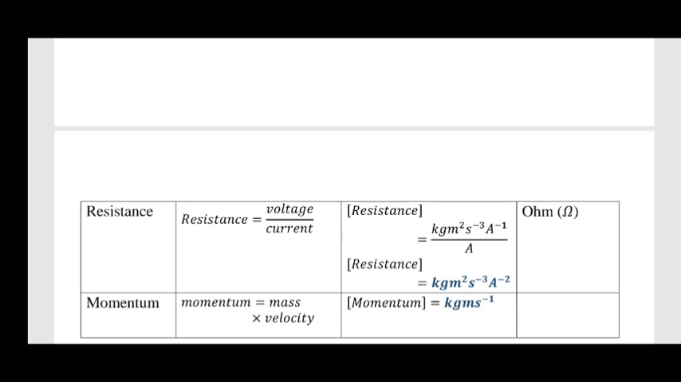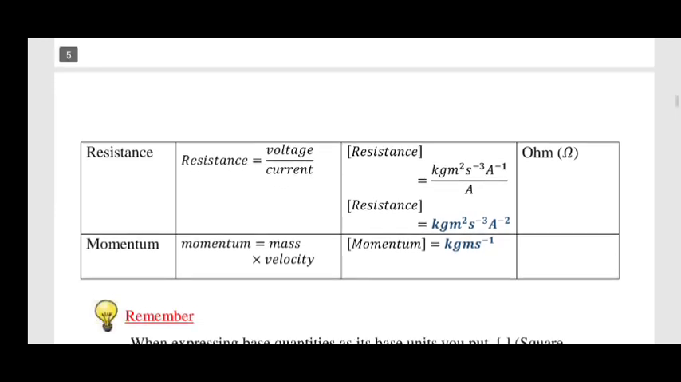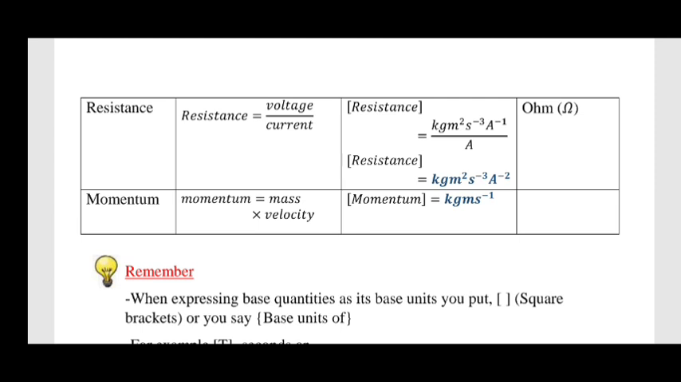For resistance, resistance is equals to voltage over current. So the units for voltage, we've derived them above, over the units for current, and the rest you just apply laws of indices to get kg m squared s to the power of -3, a to the power of -2. The special name is known as the ohm. For momentum, momentum is equals to mass times velocity. So the units for momentum are just kg meters per second.